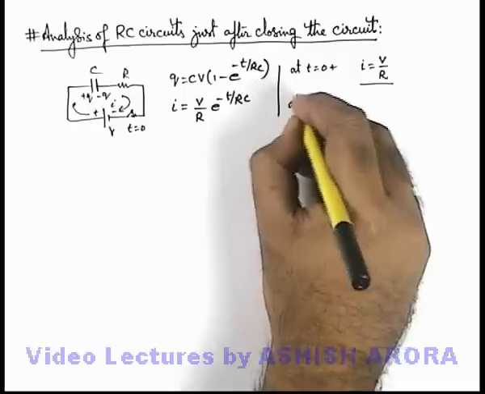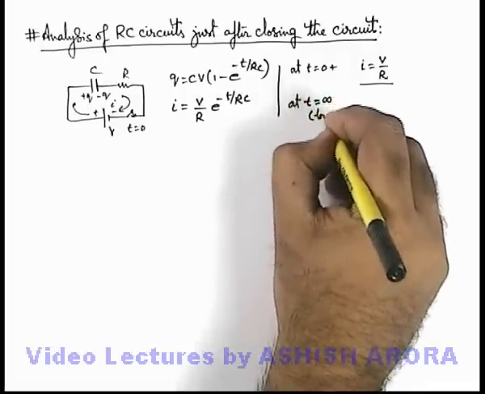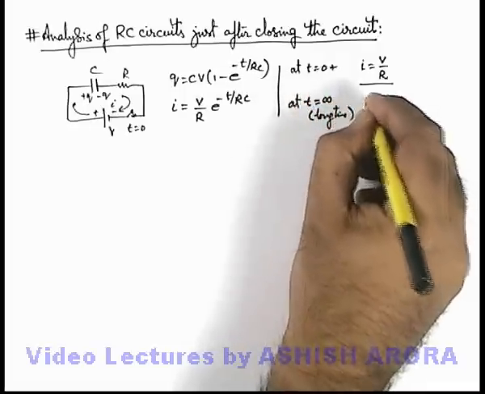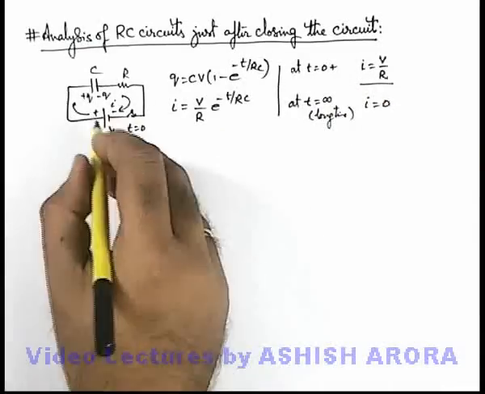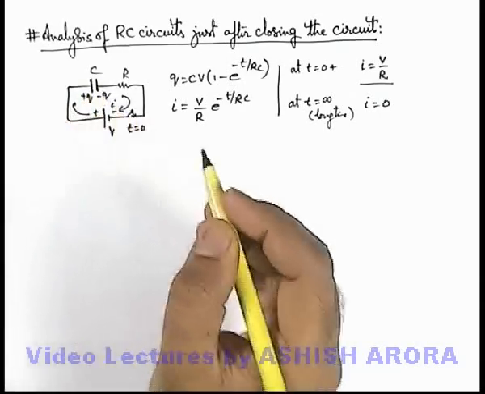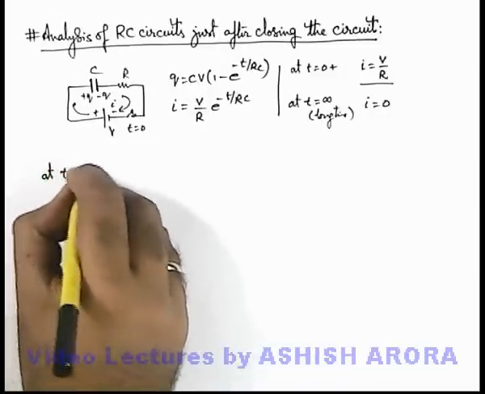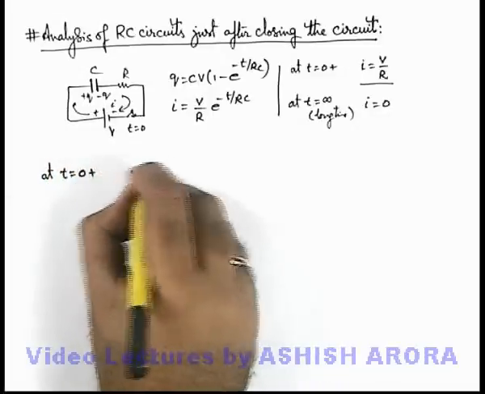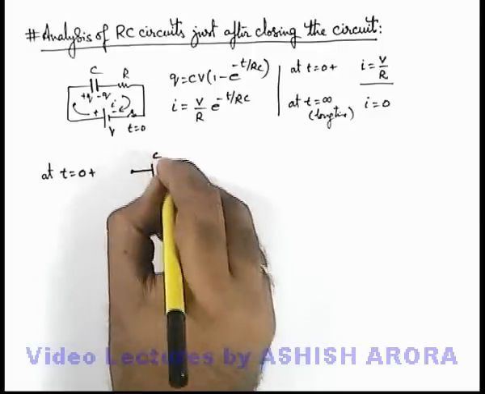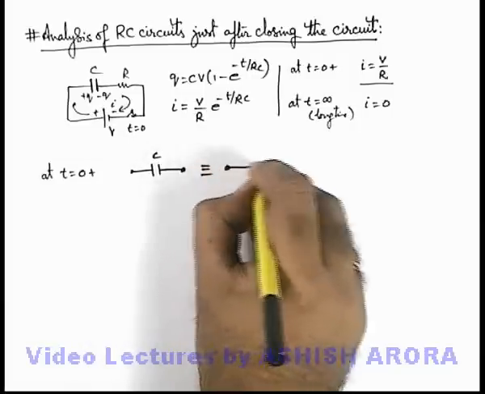And if we talk at t equals infinity, or after a long time in a steady state, we know the value of current is 0. That means after a long time a capacitor behaves as if it is an open circuit. So we can write at t equals 0 plus, if we have an uncharged capacitor in the circuit, it behaves as if it is acting as a straight wire.